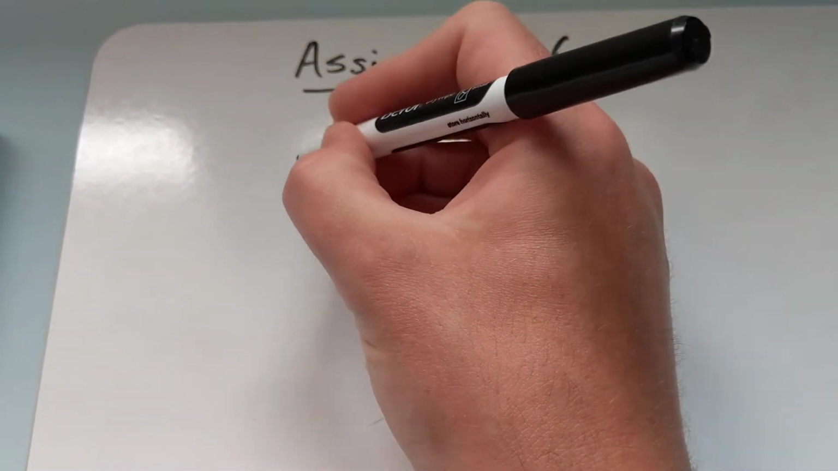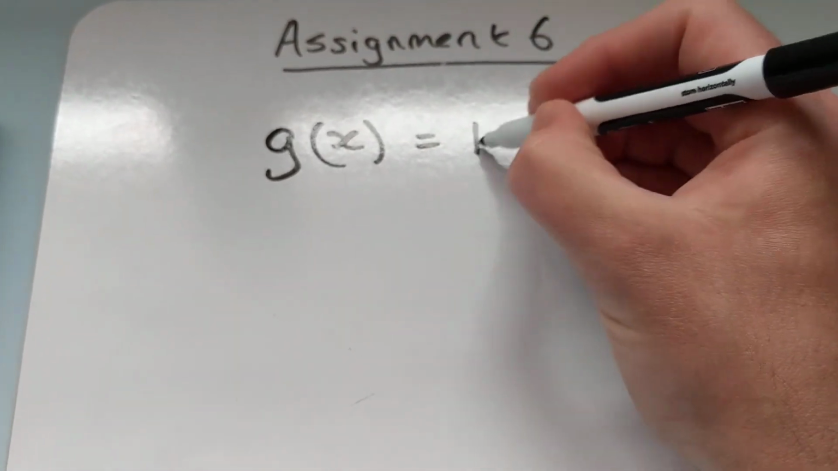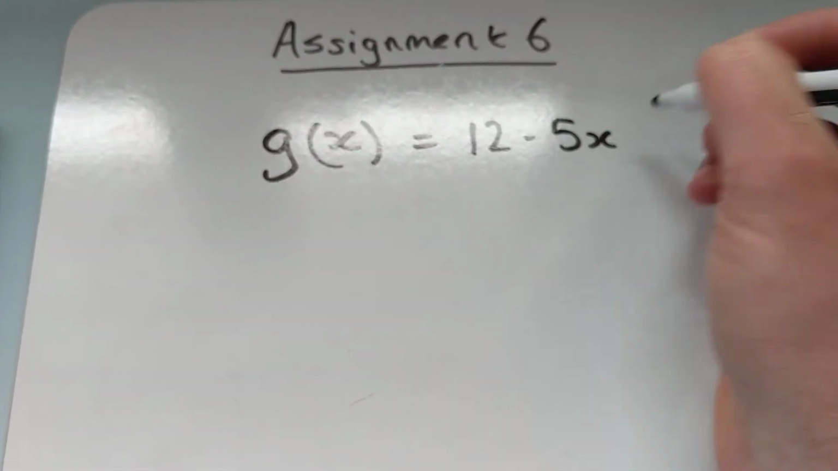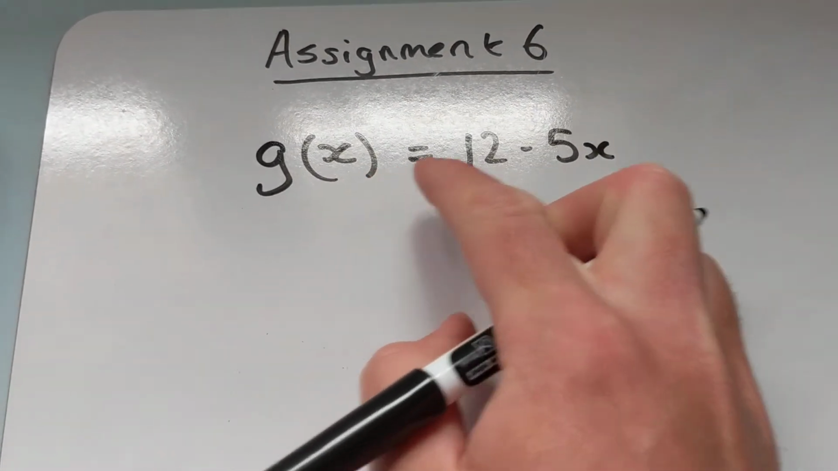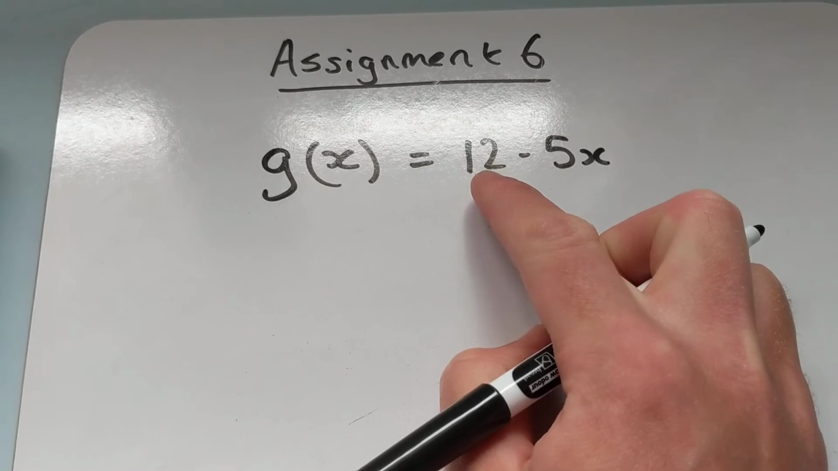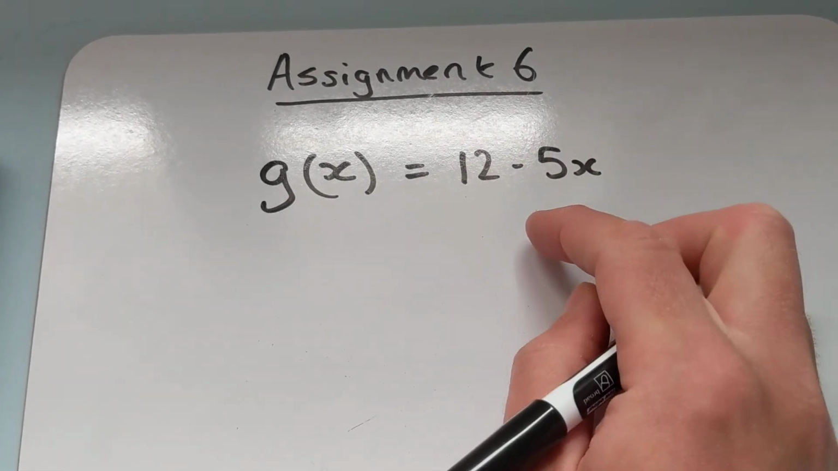Okay, question 8 was a function question. So functions was covered on Friday's lesson. g(x) in this case is 12 minus 5x. So a function essentially is like a function machine. If you put something in, what will happen to it is that you'll get 12 minus 5 lots of whatever you put in will be your answer.